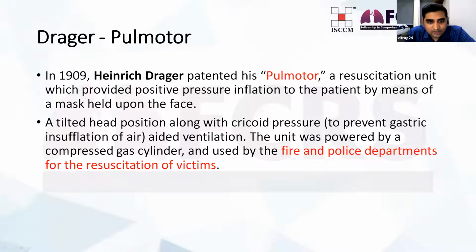A tilted head position along with recoil pressure to prevent gastric insufflation of air aided ventilation, and the unit was used. The drawback was that there was a single circuit, so there was a high risk of CO2 retention and technical difficulties. Later, Heinrich Draeger's son modified his Pulmotor unit, and dual circuit Pulmotors were developed. We will not go into detail. There is quite an entire book on the history of the Draeger ventilator, so this is just in brief.